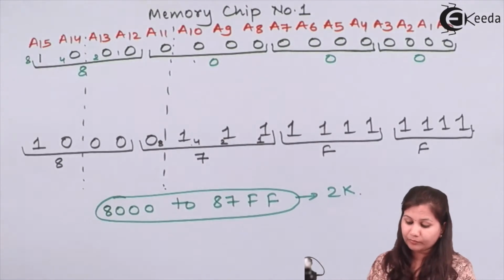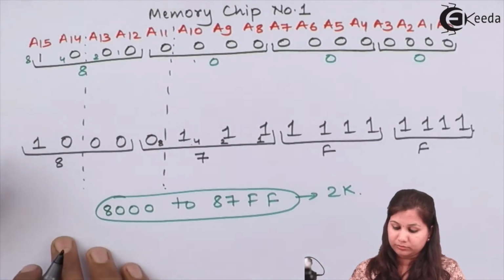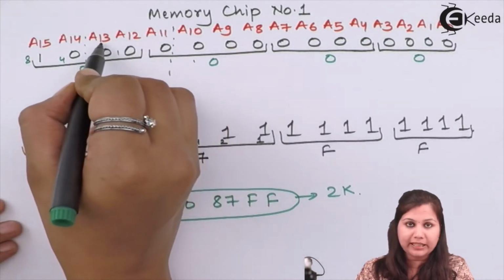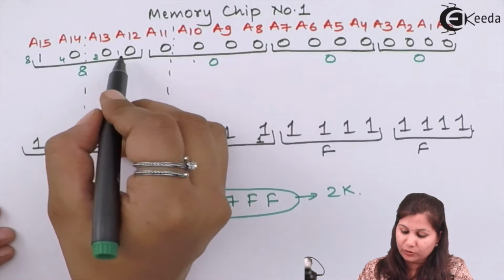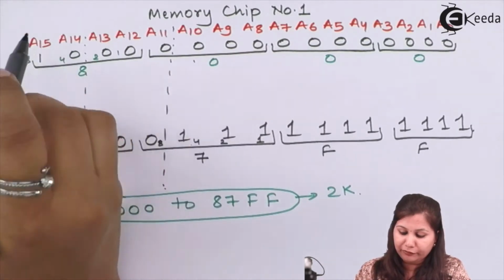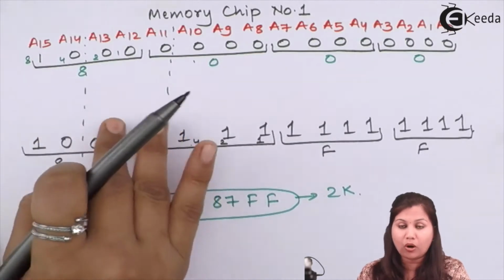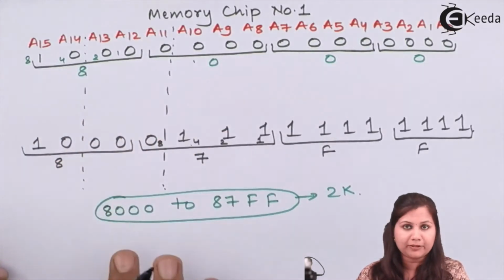Okay, now you can see here that A11, A12, A13 are always 0 0 0. A14, A15 are always at the value 1 0. So they are constant for this memory chip.